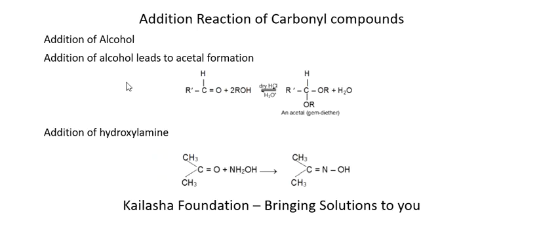addition of alcohol. Addition of alcohol leads to acetal formation. Here the RO group in alcohol, after hydrolysis, RO minus ion, the RO minus nucleophile, is generated and hydrogen remains in solution as H positive ion, so the solution is acidic, and this RO minus nucleophile attacks and forms an acetal or gem diether. Here the RO minus will attack and form an acetal or gem diether.